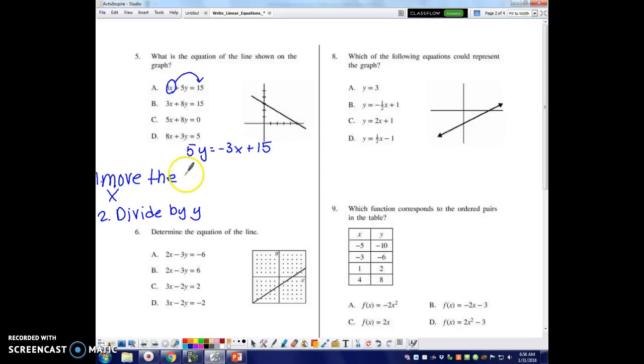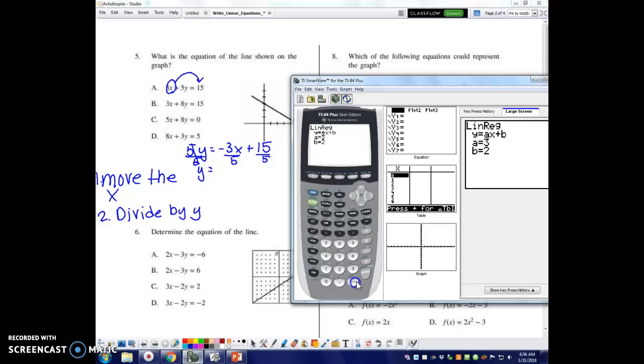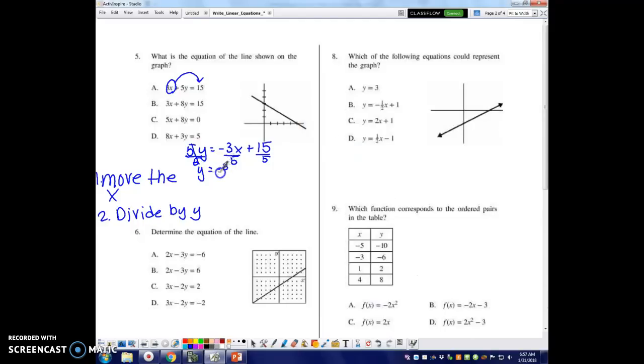Then we need to divide by what's in front of y. So divide everything by 5. That cancels. So we have y equals -3 divided by 5 is what? Type it in. -3 divided by 5. Math, enter. -3 divided by 5. So -3 over 5, x. And then 15 divided by 5 is 3. So this is A. Okay.